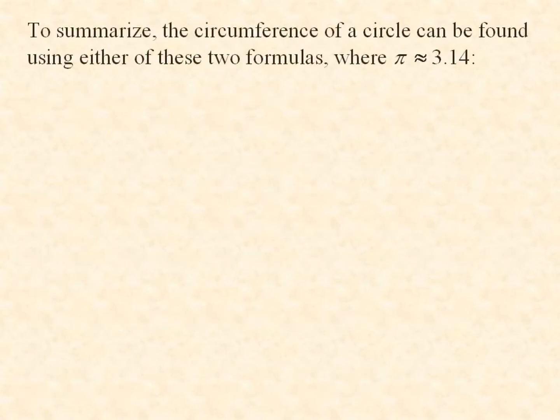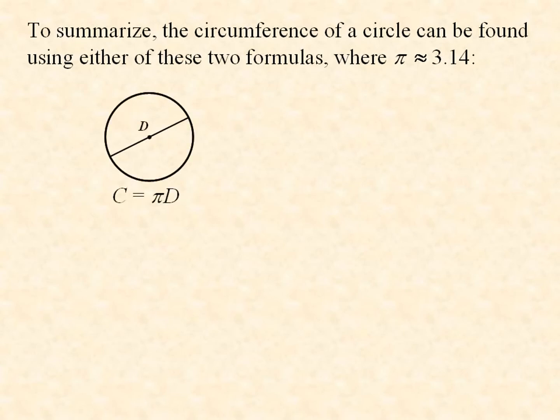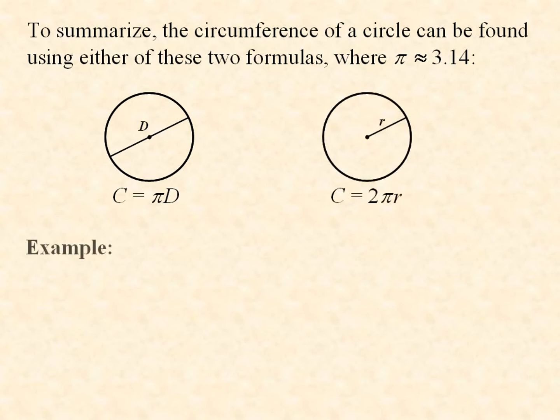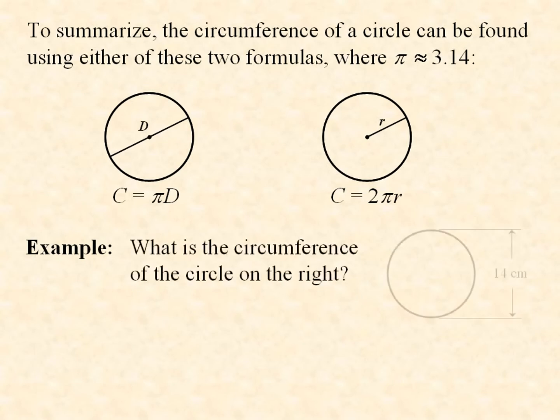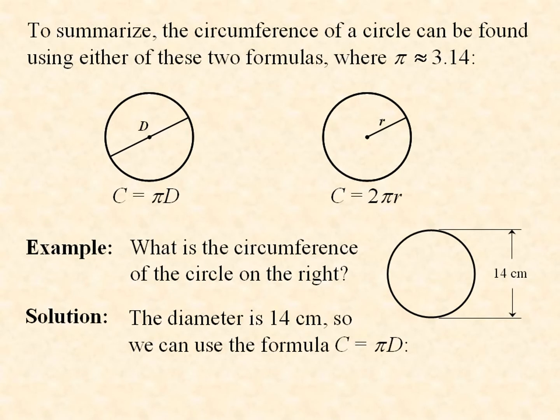To summarize, the circumference of a circle can be found using either of these two formulas, where pi is approximately 3.14. The circumference is pi times the diameter, or the circumference is 2 pi times the radius. For example, what is the circumference of the circle on the right? Well, its diameter is 14 centimeters, so we can use the first formula, c equals pi times diameter. So c is approximately 3.14 times 14 centimeters, which is 43.96 centimeters.